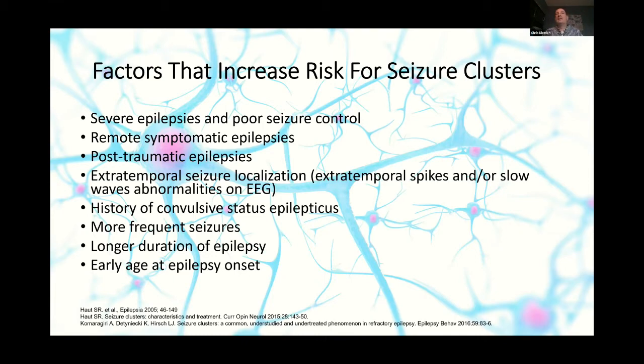If your seizures are lasting longer in terms of how long the seizure lasts, that can be a predisposing factor. And then if your epilepsy started at an earlier age, that too can also increase your risk for developing seizure clusters, along with some of the other items mentioned here.